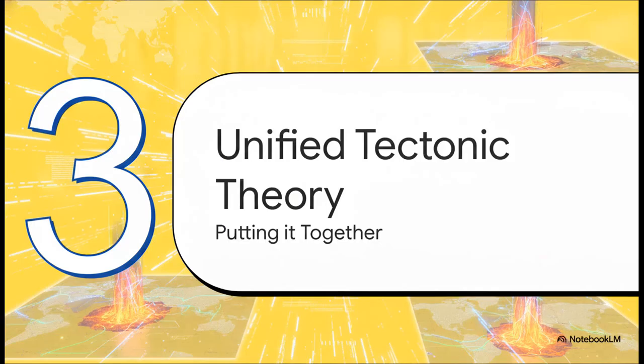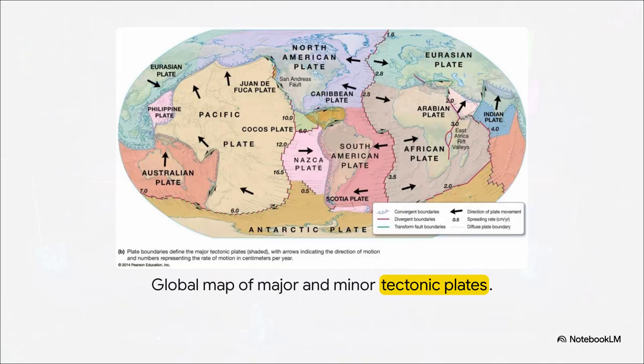All right, Section 3. The unified tectonic theory. So by the mid-60s, we had proof that continents moved and proof that the seafloor was spreading. Enter systems analyst Tuzo Wilson in 1965. He took continental drift and seafloor spreading and basically fused them into one overarching operating system, plate tectonics.